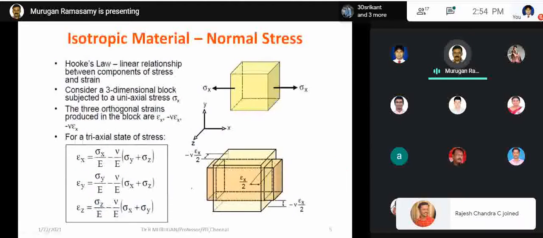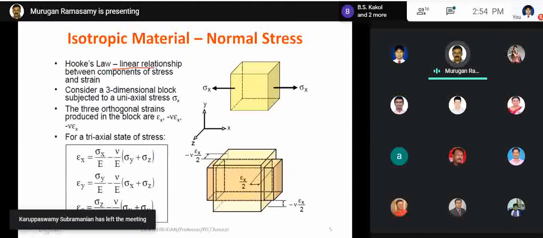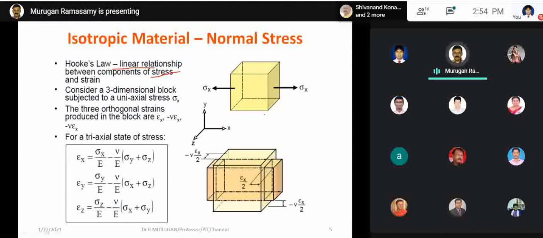Before going to the experimental part, we should know the difference between isotropic and anisotropic material, and also what elastic constants are used for the definition of the material. So first we will take up the isotropic material, which we have studied in our strength of materials. We know the linear relationship by Hooke's law, stress is proportional to strain. Now we are considering a three-dimensional stress element.